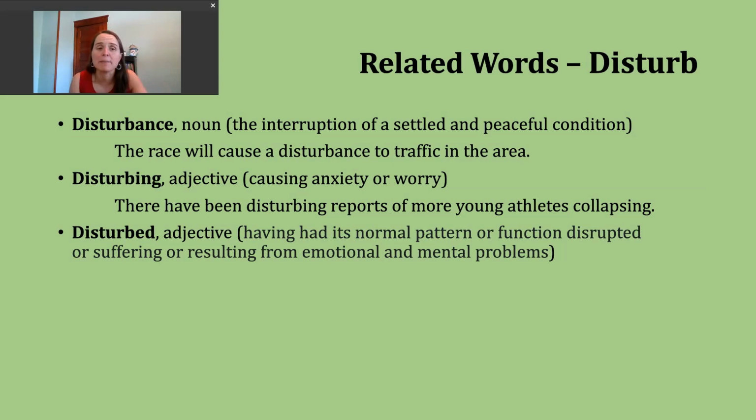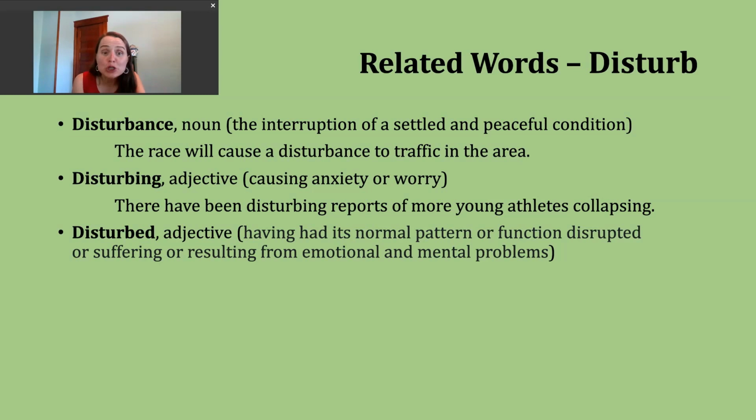An example of this might be, there have been disturbing reports of more young athletes collapsing. Okay? So hearing this story, right, or becoming aware of this might make someone think, oh my goodness, I'm worried. Why is this happening? So it's causing the feeling, this report or this information.